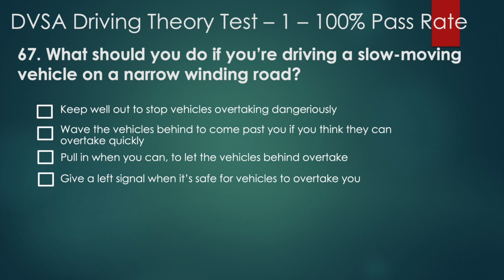67. What should you do if you are driving a slow moving vehicle on a narrow winding road? A. Keep well out to stop vehicles overtaking dangerously. B. Wave the vehicles behind to come past you if you think they can overtake quickly. C. Pull in when you can to let the vehicles behind overtake. D. Give a left signal when it's safer for the vehicles to overtake you. And the answer is C. Pull in when you can to let the vehicle behind overtake.